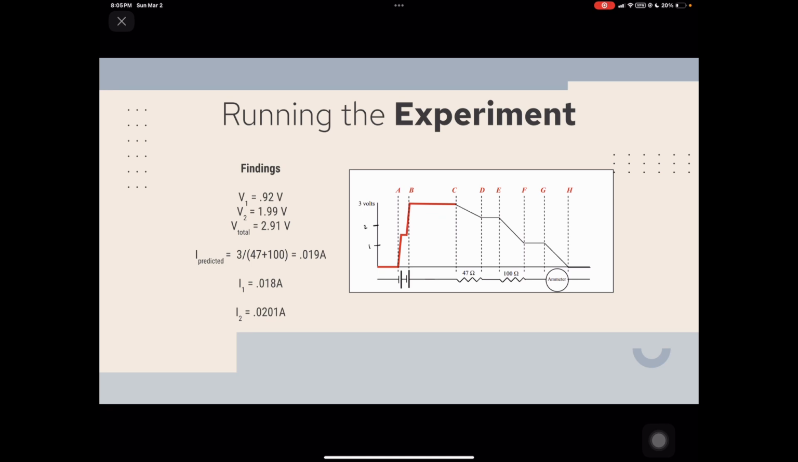Our predicted current value, which would be 3 divided by the sum of the resistors since they are in series, so we would get 0.019 amps. However, our real-world findings were that the first current was 0.018 amps and the second was 0.0201 amps, and then we were able to find this graph. At each position, what would the voltage look like? And so we see it spikes up and then it decreases as we flow through the circuit.